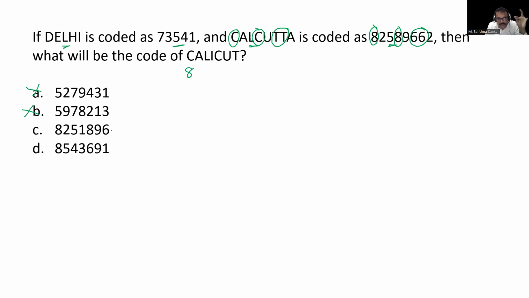And if you observe the third option and fourth option, the last letter is different. What is the A? A for 2. Okay, here what we require is T. What is the code for T? That is equal to 6. So this option is also wrong. What is the answer? Option C is the correct answer.